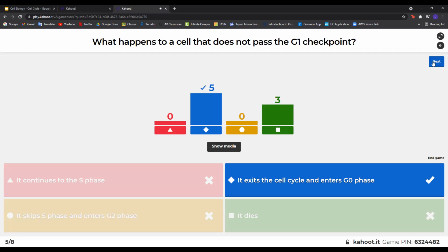Yeah, so a cell that does not pass the G1 checkpoint will basically exit the cell cycle and enter the G0 phase, which is a phase in which it doesn't divide. And I think I mentioned this during the presentation, but certain types of cells will enter the G0 phase and stay there forever. An example of this would be nerve cells.